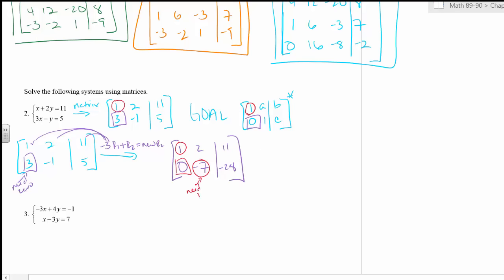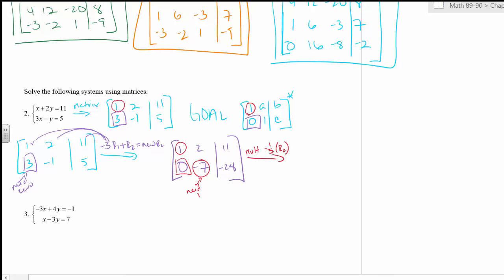Okay, no problem. So in order to get that 1, I'll just stay in the red. How are we going to get that 1? Actually, let me give myself a little bit more room to write here. You always multiply. So we're going to do negative 1/7 times row 2. And you're going, what? Fractions?